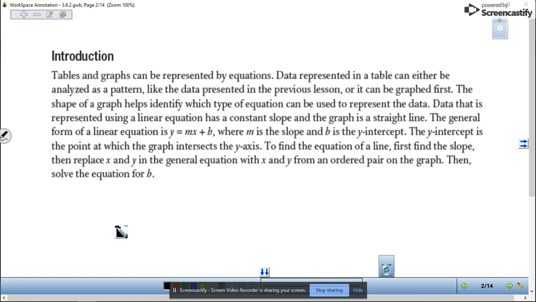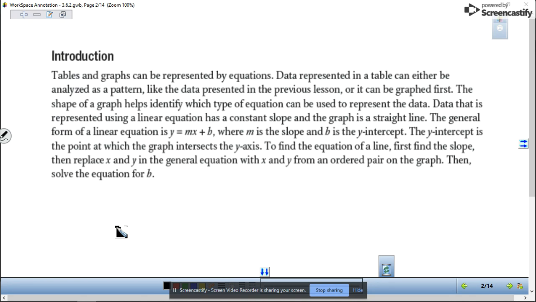So tables and graphs can be represented by equations. Data represented in a table can either be analyzed as a pattern, like the data presented in the previous lesson, or it can be graphed first. The shape of the graph helps identify which type, linear or exponential. Linear data has a constant slope and graphs a straight line, y equals mx plus b. The y-intercept is the point at which the graph intersects the y-axis.